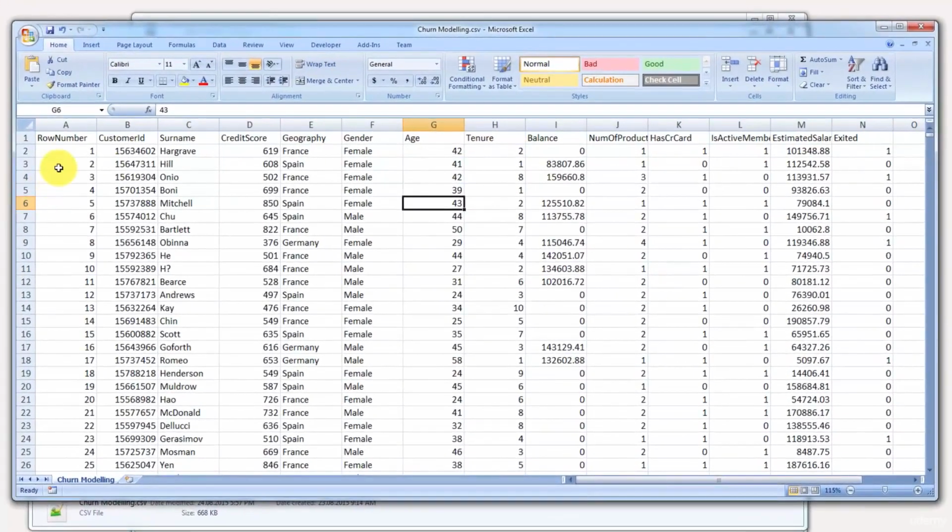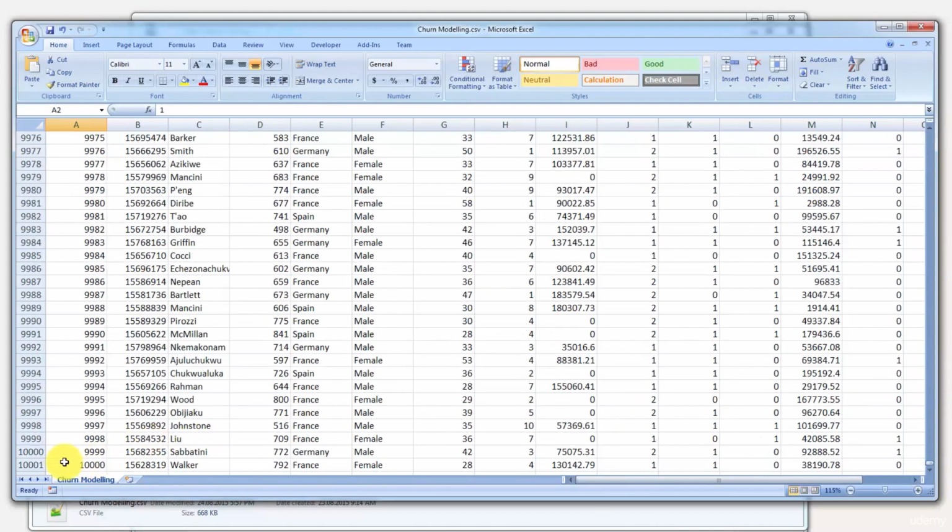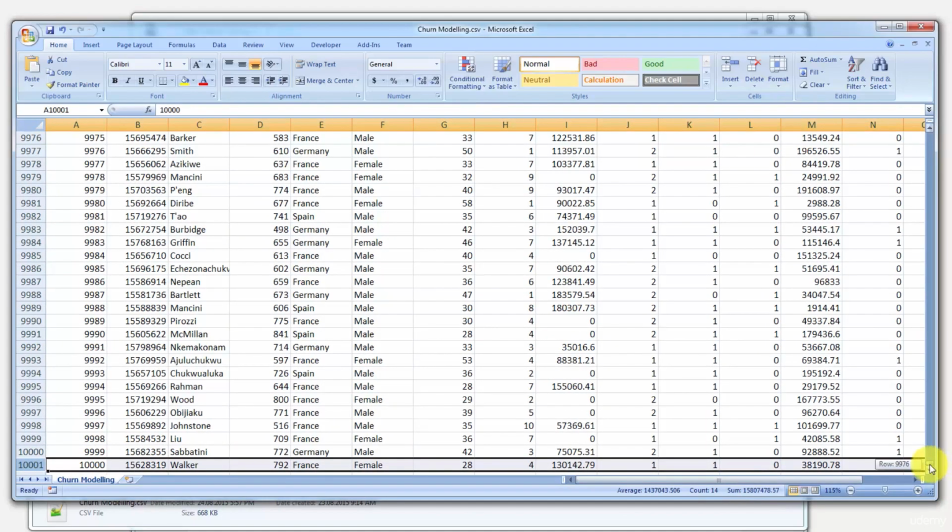Okay, off we go. So this data set has got a few columns. It's got row number, customer ID, surname. So what we're looking at is a data set of a bank. Of course, it's all fictional. It's not a real bank, but it's very realistic. And here we've got a snapshot of, if you scroll down to the bottom, there's going to be 10,000 customers. So 10,000 rows in this data set.